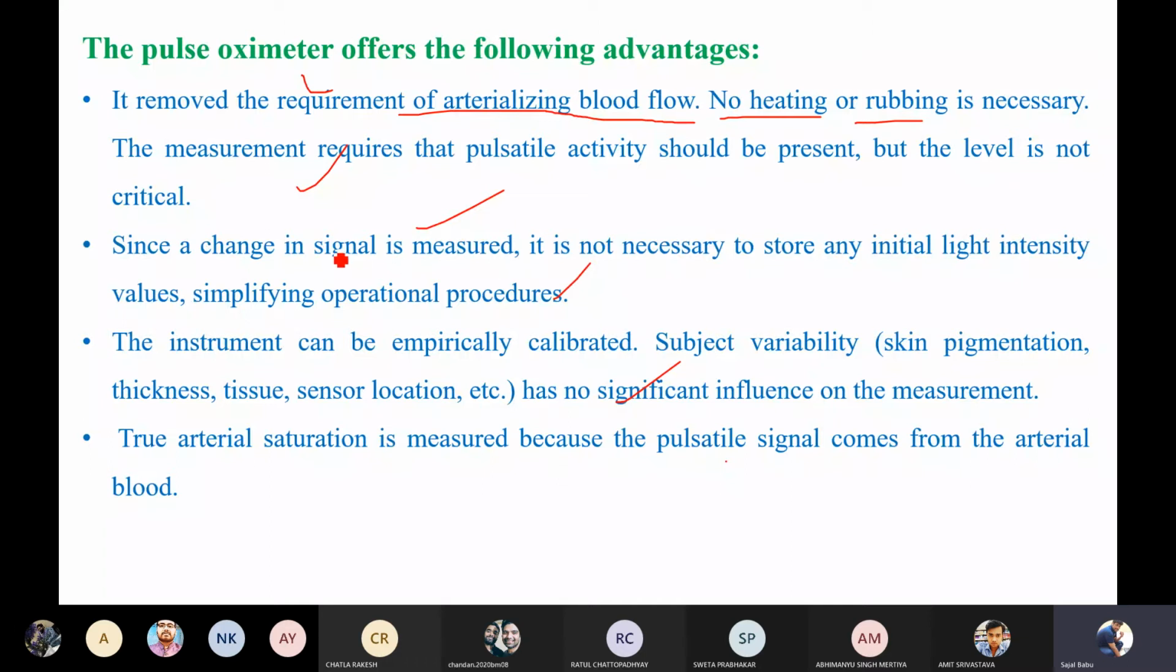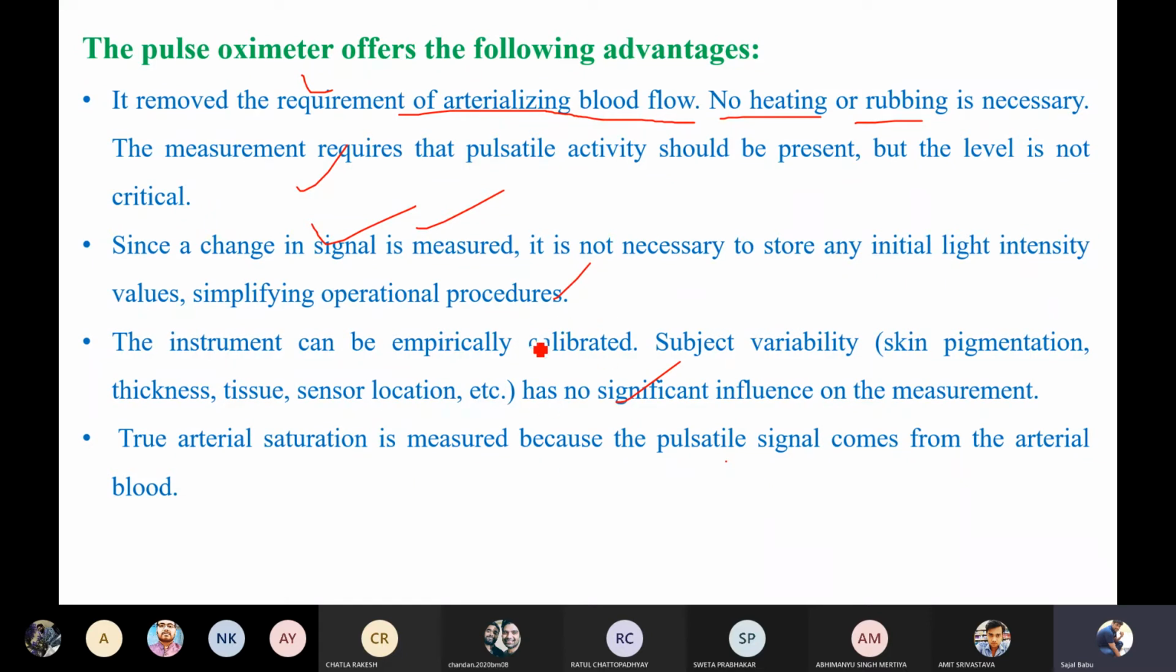In the pulse oximeter we are measuring a change in the signal, so we are measuring the signal and we are going to display it. What happened in the previous method is first they take the blood out and measure it and store the previous value. Again they take the blood, load the new value and then compute the oxygen saturation. But because of the pulse oximeter everything has been eliminated.